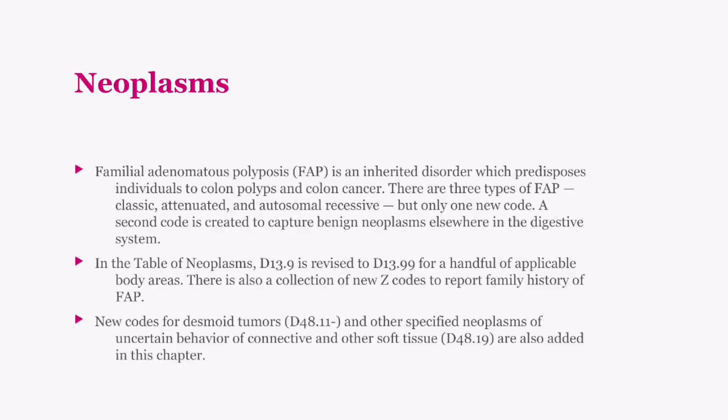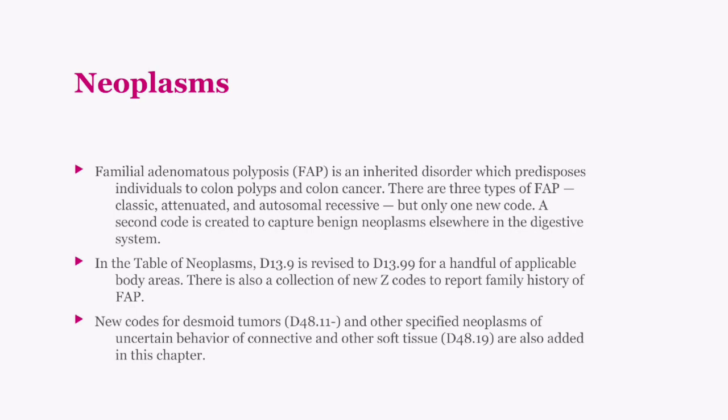Neoplasms. Familial adenomatous polyposis, FAP, is an inherited disorder which predisposes individuals to colon polyps and colon cancer. There are 3 types of FAP: classic, attenuated, and autosomal recessive, but only one new code. A second code is created to capture benign neoplasms elsewhere in the digestive system. In the table of neoplasms, D13.9 is revised to D13.99 for a handful of applicable body areas.